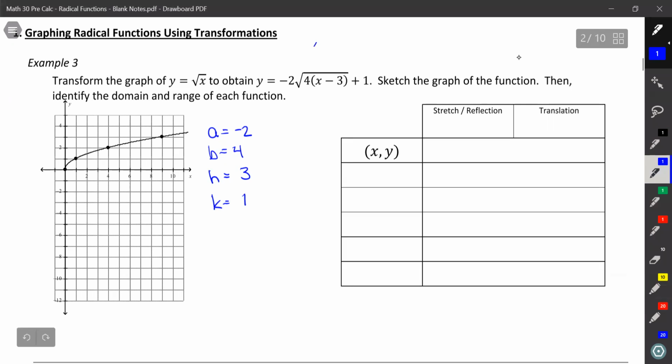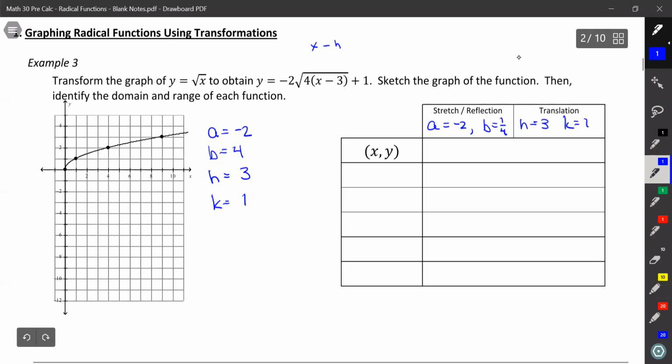We need to remember that it's x minus h. So the h has to be 3 because everything else lines up. So the stretch and the reflection go first. Translations. So here we had our stretch reflections. We have that it's going to be in front of the x value. Let's just do it this way. We'll say that a equals negative 2 and b equals 1 over 4. H equals 3, k equals 1.